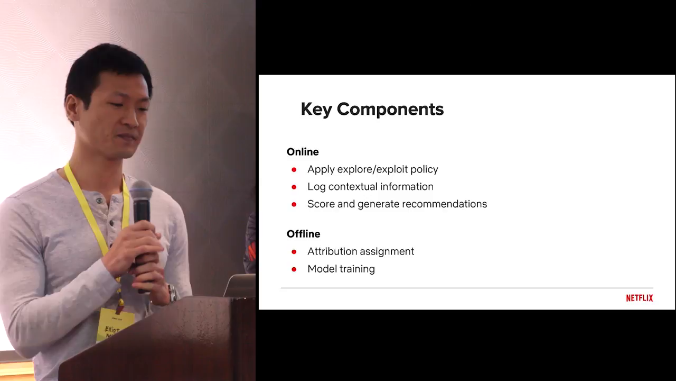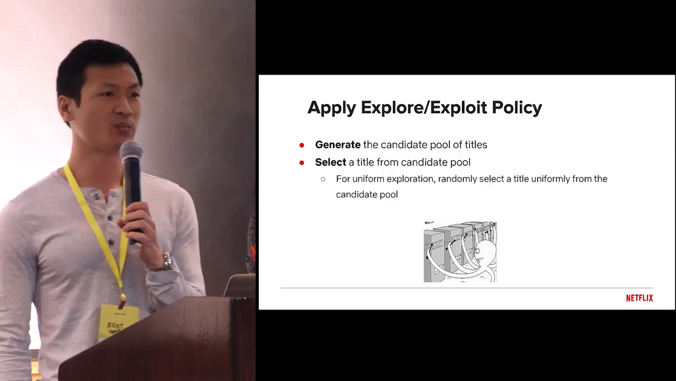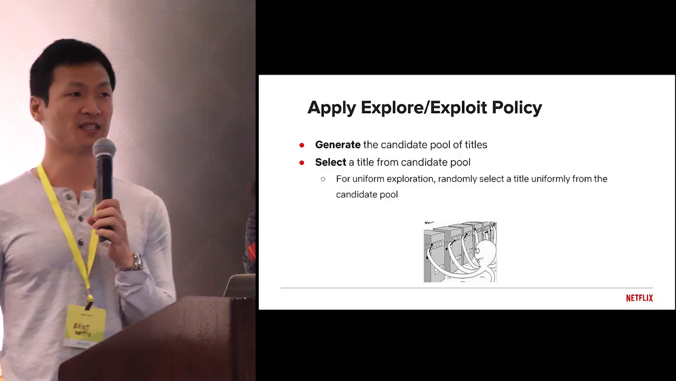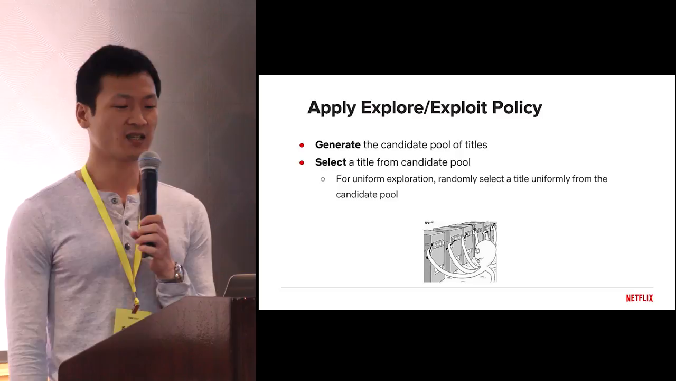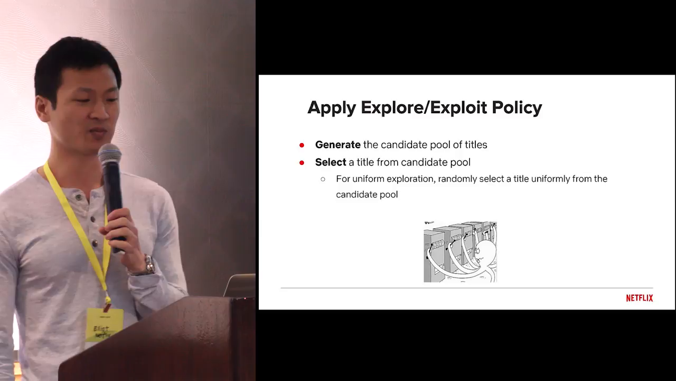So the first step is to apply our exploit policy. We need to generate a candidate pool of titles. This is the total pool of titles that we can choose from when we're trying to generate a recommendation. Then we actually select a title from this candidate pool. In our epsilon greedy case, we would first flip a coin to decide if we want to explore or exploit. In the case of explore, we'll randomly sample from our candidate pool to pick a title. In the exploit case, we can apply our model to pick the most optimal recommendation.